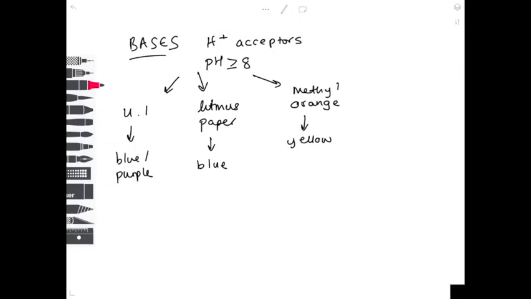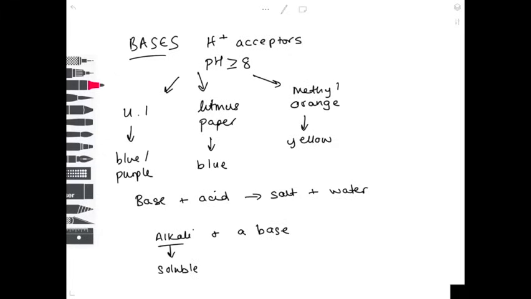Now, in terms of their reactions, you need to remember that a base reacts with an acid to form a salt plus water. And lastly, notice the difference between an alkali and a base. And really, the only difference here is that an alkali is a soluble base. So if we do a little Venn diagram, you'll find that all alkalis are bases, but that not all bases are alkalis.